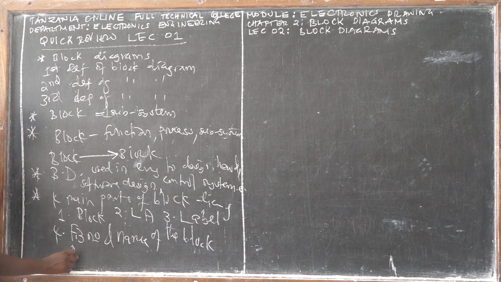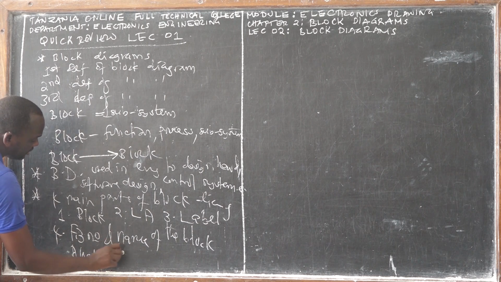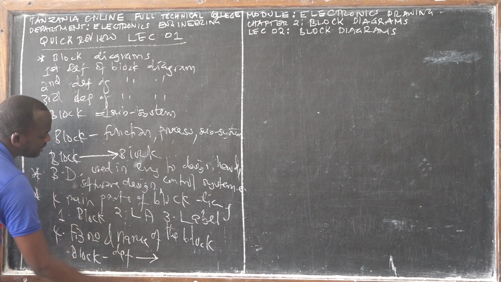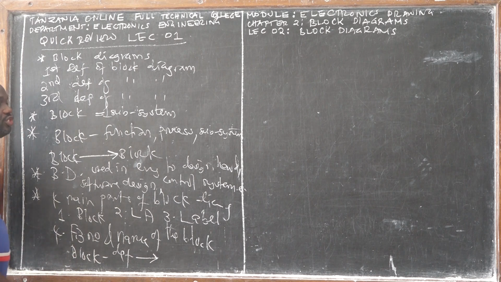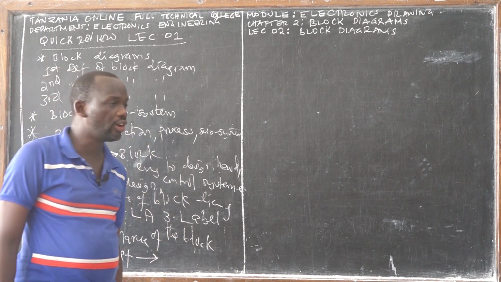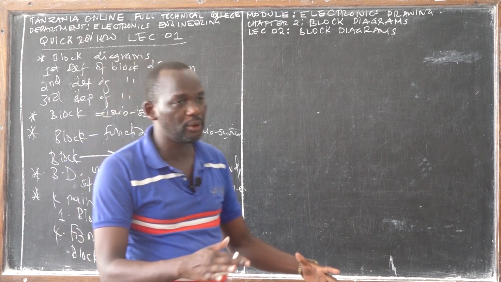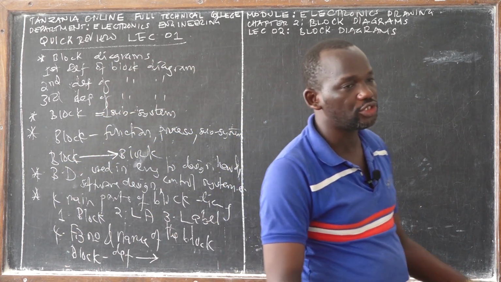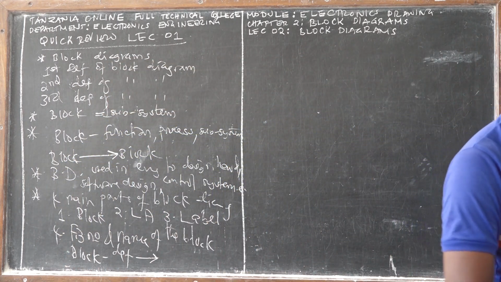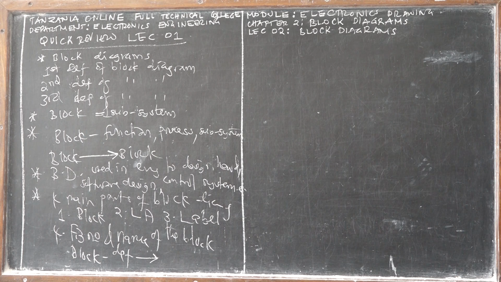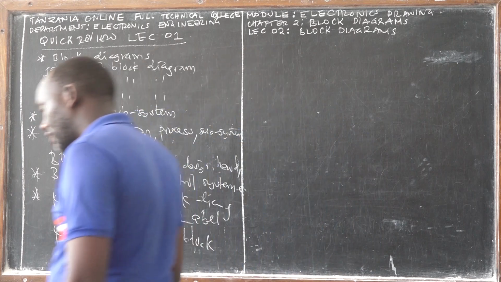Then we discussed in detail about the block. We defined the meaning of block, and we also gave some examples of blocks. We said that a block can represent either a simple subsystem or a complex unit, can be just a single unit or a complex unit. That's what we discussed. And today, let us continue with the second part.